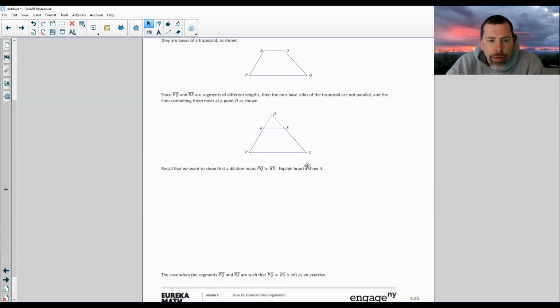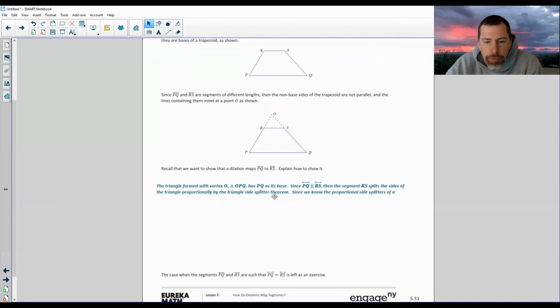Interesting. So now it says, recall that we want to show that a dilation maps PQ to RS. Explain how to show it. All right, well, the triangle formed with vertex O, triangle OPQ, has PQ as its base. Makes sense? Since line PQ is parallel to line RS, then segment RS splits the sides of the triangle proportionally by the triangle side splitter theorem. Since we know the proportional side splitters of a triangle are the result of a dilation, then we know there is a dilation from center O by a scale factor of r that maps point P onto R and point Q onto S. Thus, a dilation maps segment PQ to segment RS.